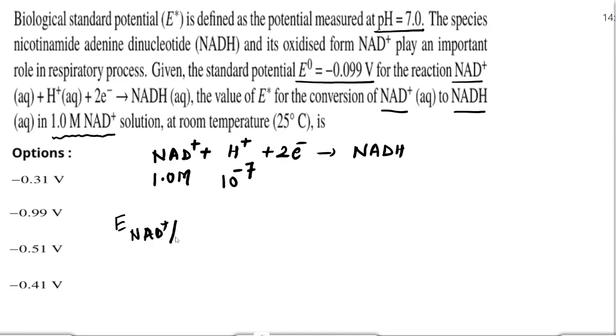NAD plus to NADH is equal to E naught. I will take it as 0.06.